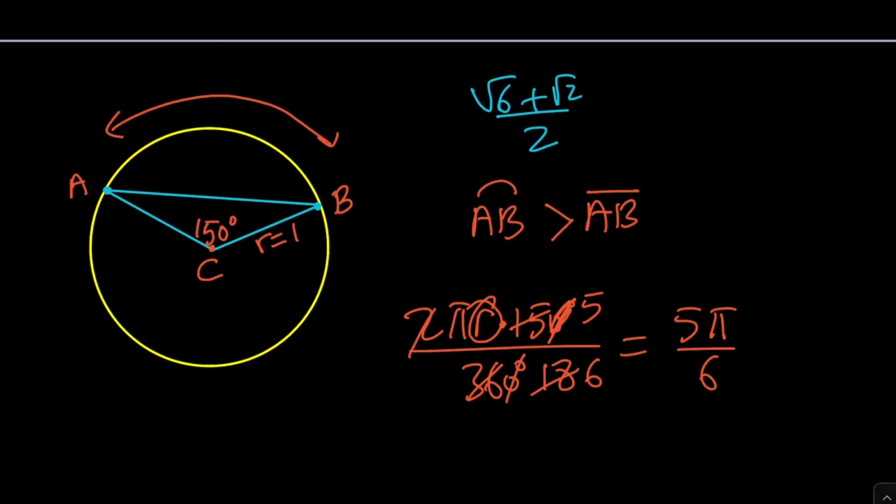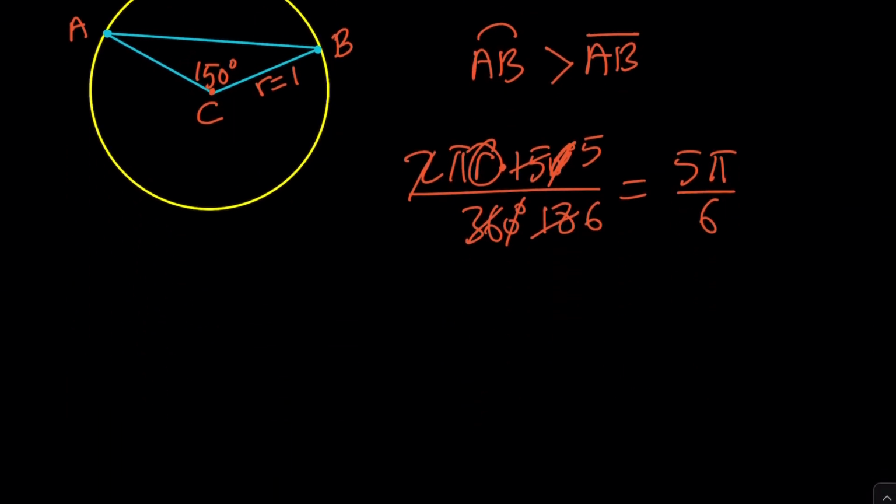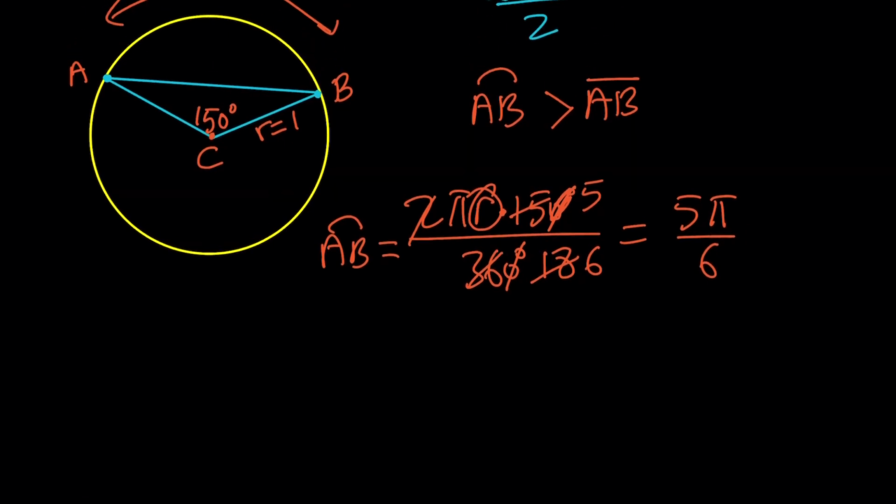5 pi over 6. Great. This is the arc length, which is AB, right? The minor arc. Great. What about the segment? What is AB? To find AB, we do need, by the way, I probably should use absolute value, but I guess you get the idea. So to find the length of AB, I need to use trigonometry, a little bit of geometry.